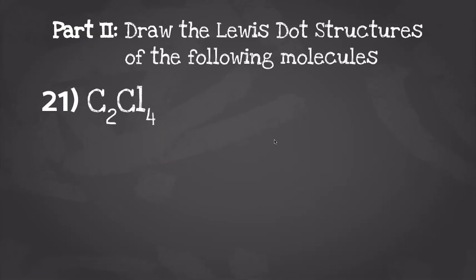For our next one, we have tetrachloroethylene. And this one is going to be very similar to how we did number 17. Carbon is going to have 4 valence electrons. We have 2. And I have 4 chlorines. Each one is going to have 7 valence electrons.